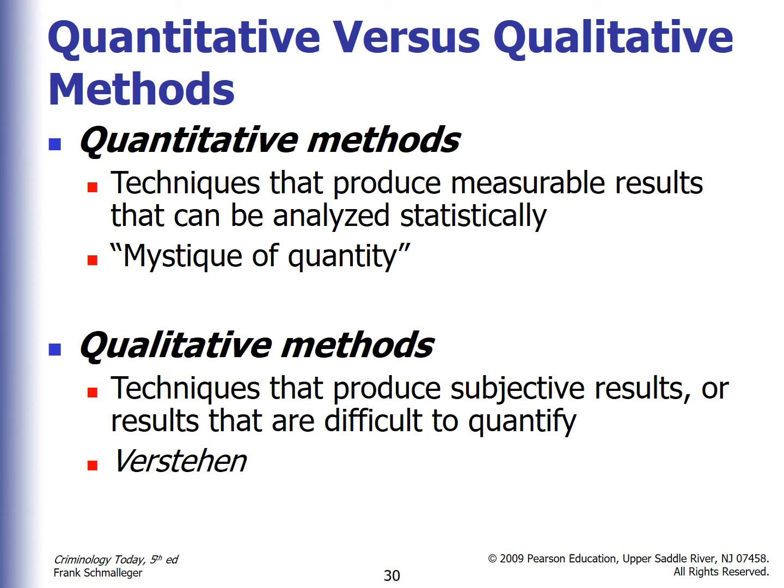Qualitative results is when we're talking about subjective results, the results that we really can't put numbers on. So we're going to say, results of our survey show that it looks like we would get a reduction in crime if this happened. But you couldn't come up with numbers. That's qualitative.